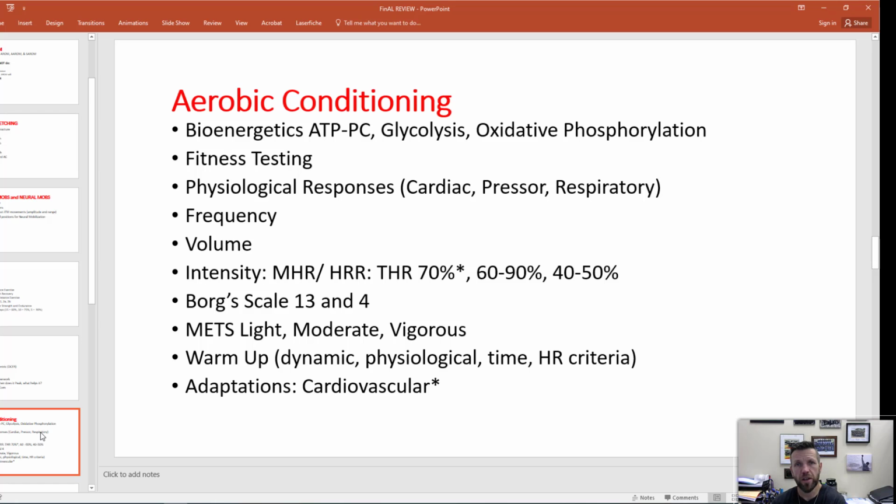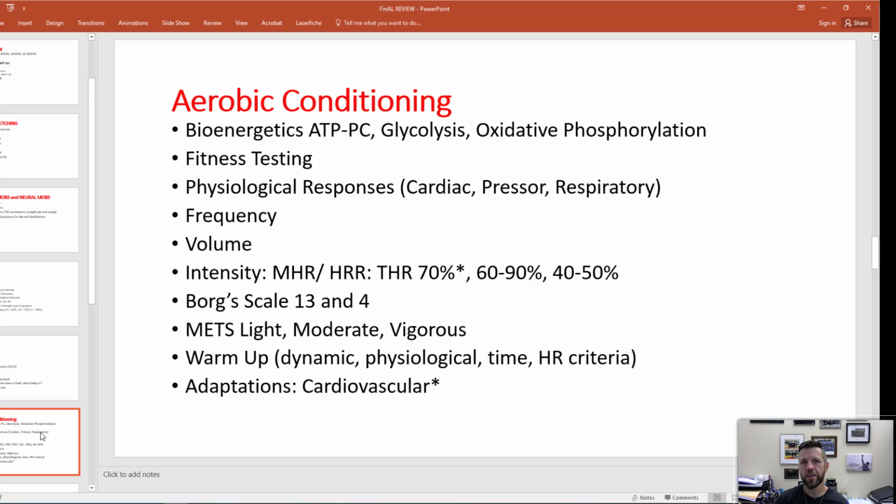What about volume? Well, 20 to 60 minutes is what we learned from our slide in aerobic conditioning, and so we're going to continue to press upon you. 20 to 60 minutes is the right volume. But what about intensity? Well, intensity determines volume, and often it also determines frequency. But let's just focus on volume for a minute.